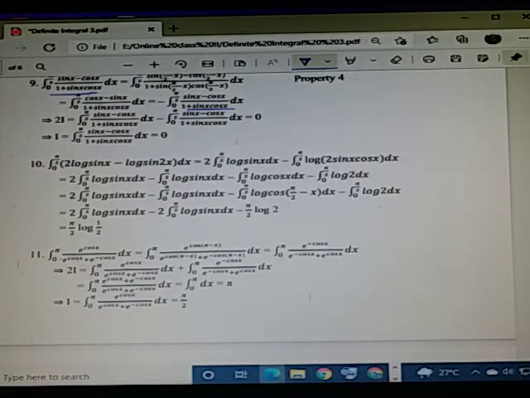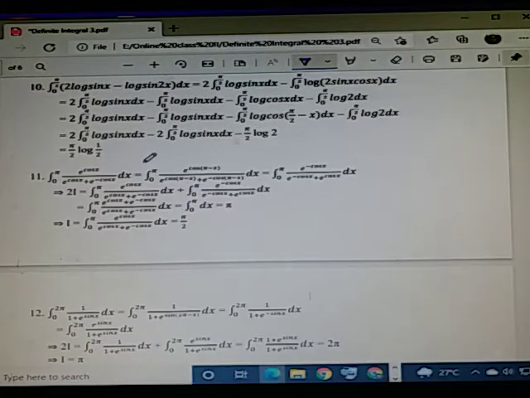Let us see what is 10 here. So log of sin x, log of sin twice x. Again, what property are we using here? 0 to pi by 2, 2 log sin x minus log of sin twice x. It is this one, 0 to pi by 2 log of 2 sin x cos x. So 2 sin x cos x, we are using log of what property? We have got it. It is log a.